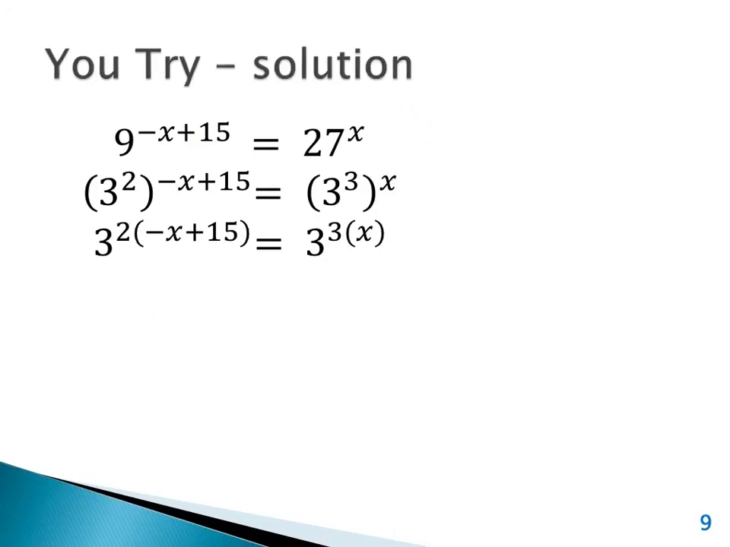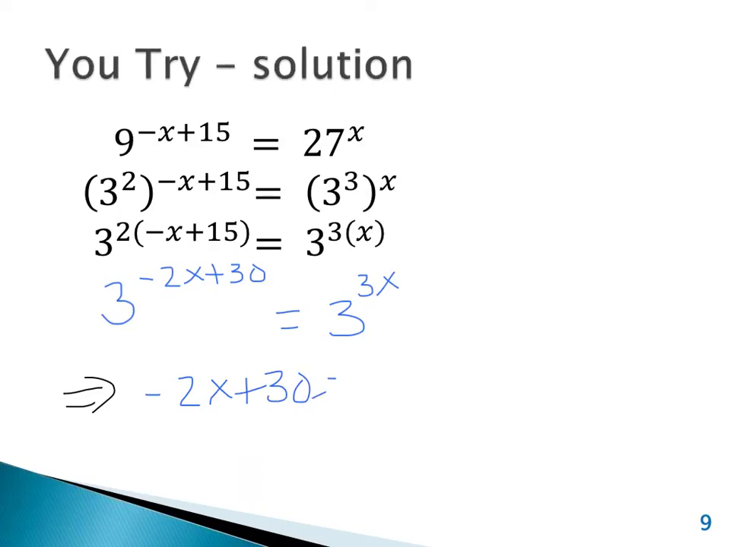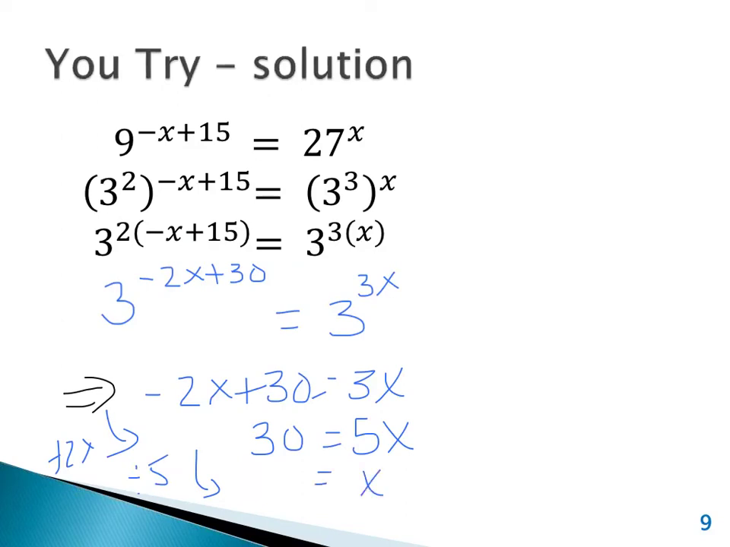This is what we had on the previous page. Now I'll walk you through the rest. 2 gets multiplied into this exponent. 2 times negative x, negative 2x, 2 times 15 plus 30. 3 raised to the 3 times x. We have like bases, so we're going to be able to equate these exponents. So let's go ahead and pull them out. Negative 2x plus 30 equals 3x. Let's add 2x to both sides. When you do that, you get 30 equals 5x. Now divide by 5, and you get x equals 6.